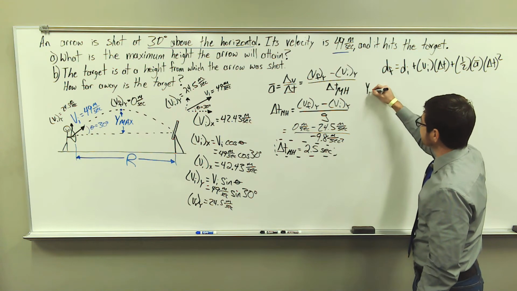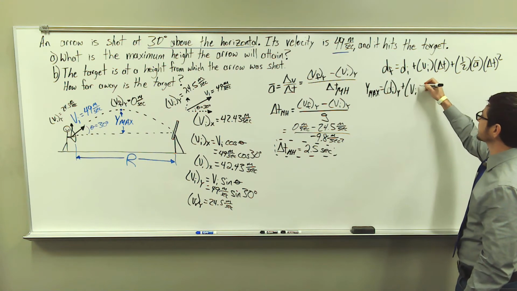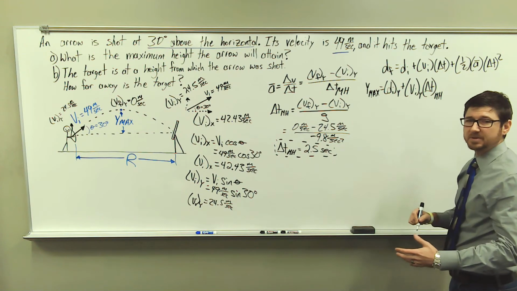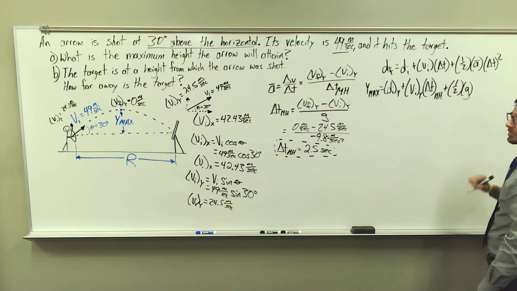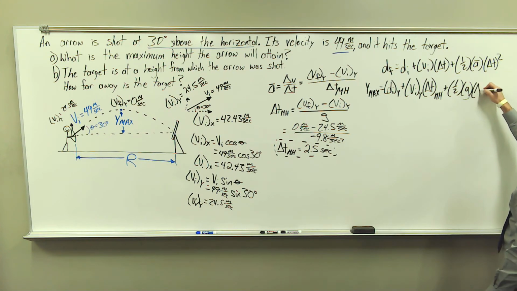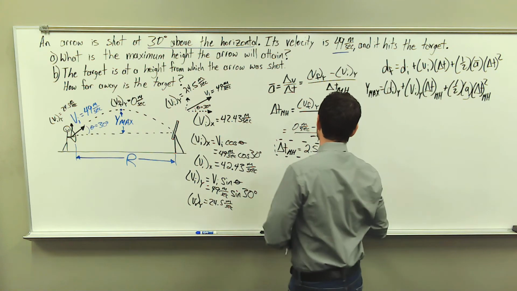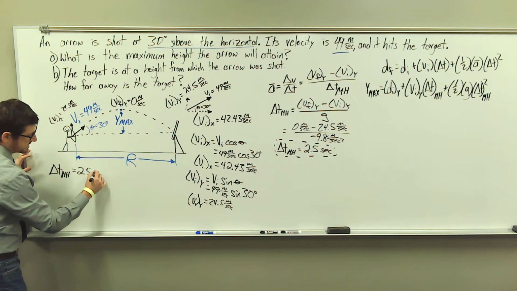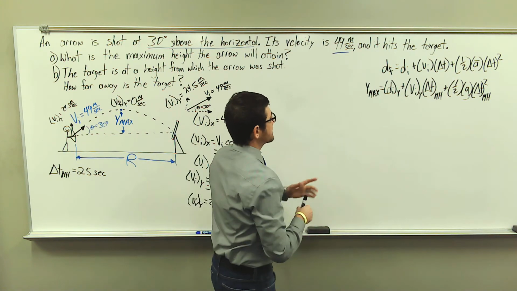So I have y max is equal to the initial displacement in the y direction plus the initial velocity in the y direction multiplied by delta t to maximum height, so the time interval to maximum height, which we've calculated, plus 1/2 multiplied by the acceleration, and in the y direction the acceleration of the arrow is the acceleration due to gravity, multiplied by delta t to maximum height squared, okay? So I'm going to copy this information over here. So delta t to maximum height is equal to 2.5 seconds. Okay, I need the room here. So y max.